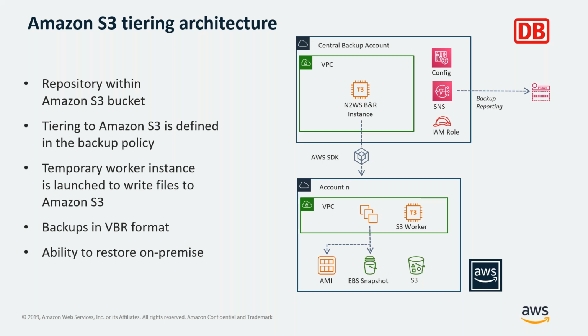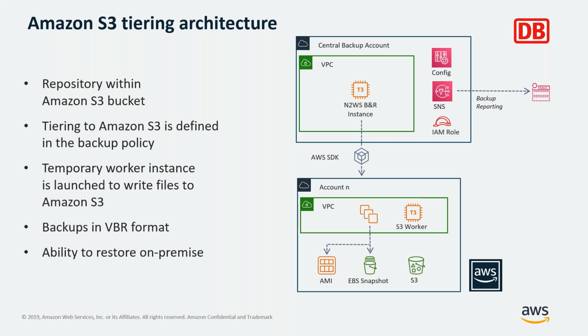And how this will look is after the 7th backup is made, a temporary instance labeled the S3 worker will be spawned in the customer's account. And the role of this worker is to take that 7th EBS snapshot, convert it into the native veeam.vbr file format, and then move it into S3. Once this operation is completed, the S3 worker is terminated.